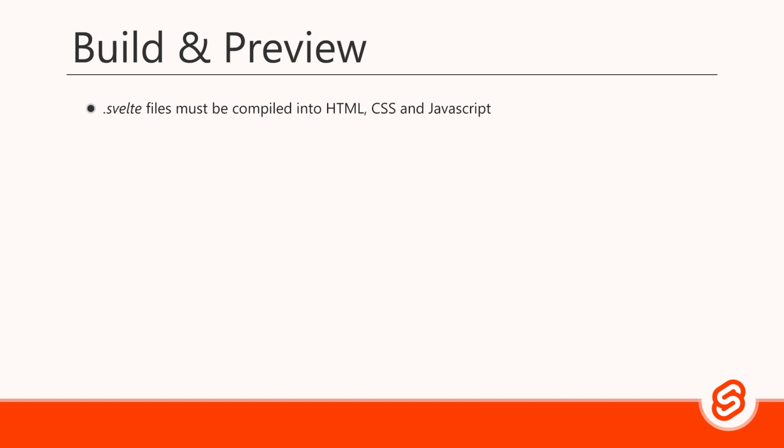When it's time to deploy our app to a server, we need to build it. When we build the app, Svelte compiles the code into HTML, CSS, and JavaScript that the browser can understand. Svelte takes care of this whole process for us. All we have to do is run the build command.